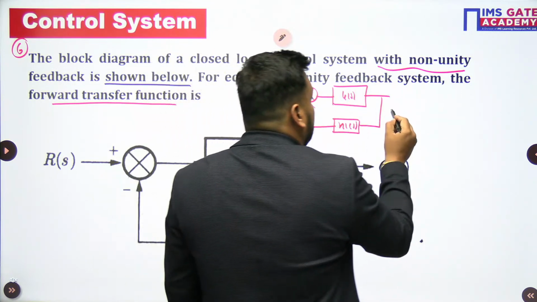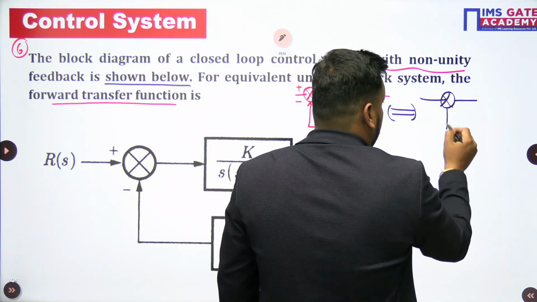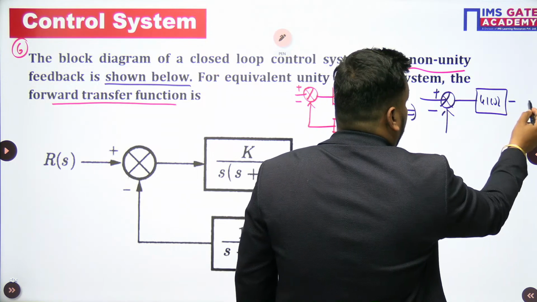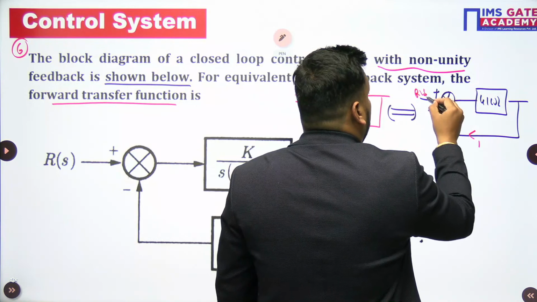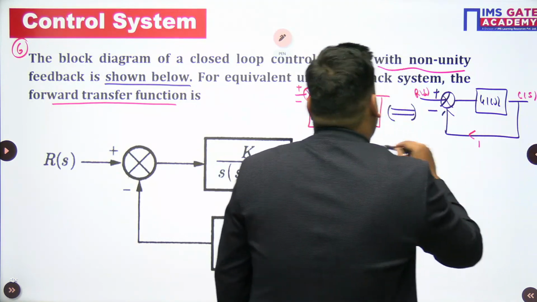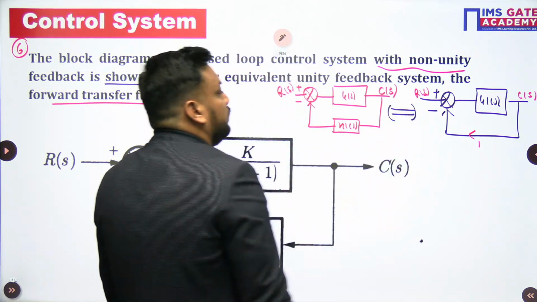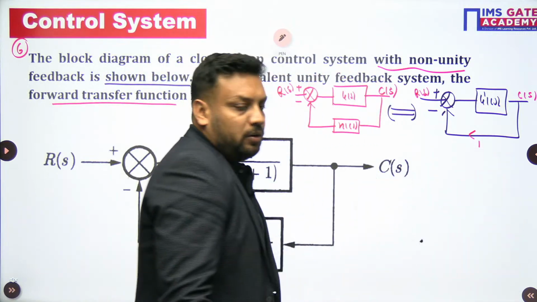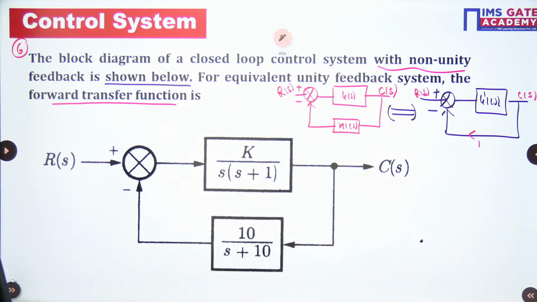So you want to convert this non-unity feedback to the unity feedback system. It means this is your G of s and this is your H of s. This is your R of s, this is your C of s. So this is the non-unity feedback to unity feedback, but of course the OLTF is going to change. And I hope you remember that equation, guys: G(s) upon 1 plus G(s)H(s) minus G(s).